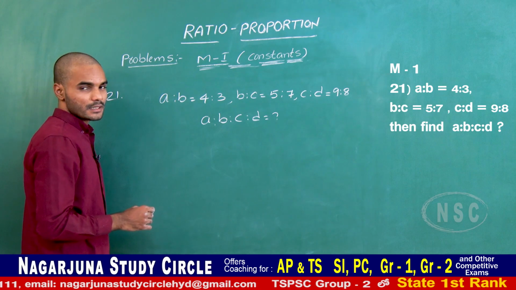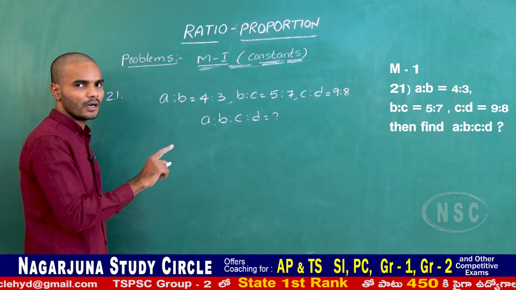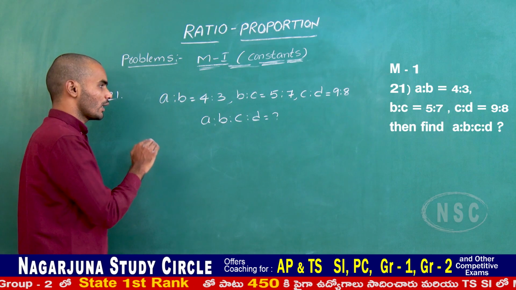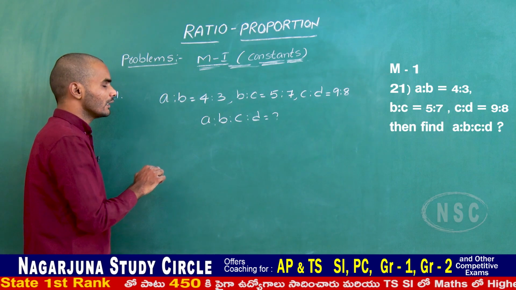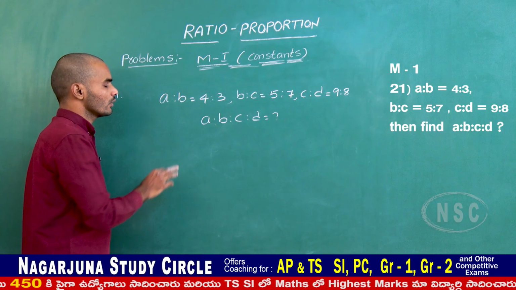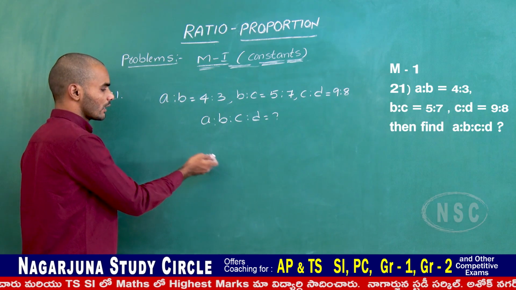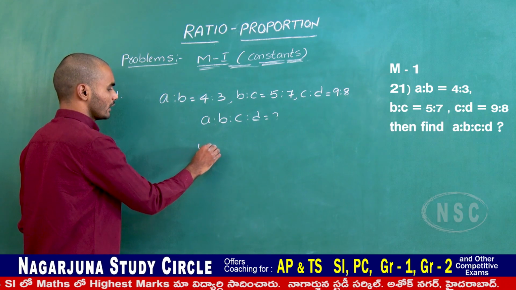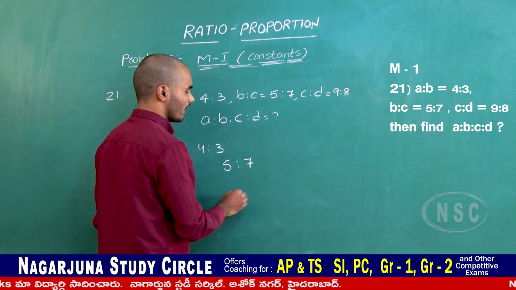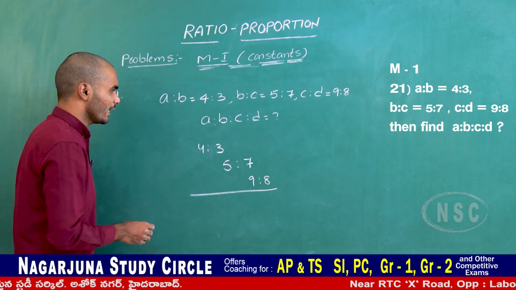Already we know how to find this. This is called compound ratio. Then it has a property: product of first terms, product of last terms. That gives only the A and D values, but we want to find B and C also. So already we know how to write it in one type of structure, that is 4 is to 3 and 5 is to 7 and finally 9 is to 8. We want A, B, C, D.